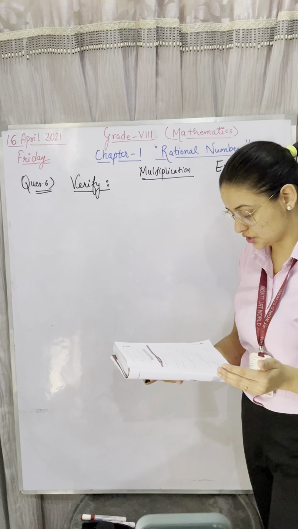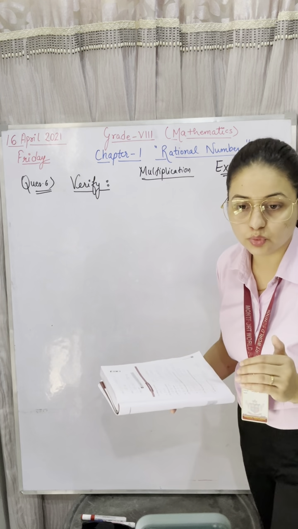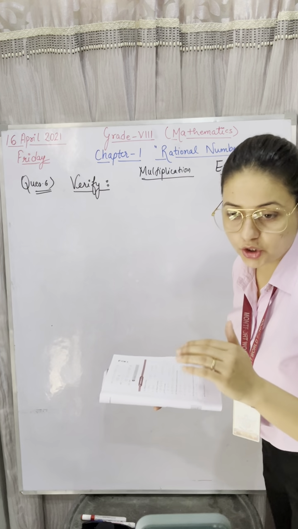Up to questions 1 to 5, we discussed yesterday. They are based upon multiplication, and they are very simple simplification questions. There are fill in the blanks, you have to name the properties of multiplication, and then we discussed multiplicative inverse. So these questions we discussed yesterday, 1 to 5.